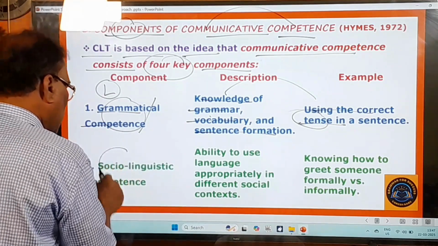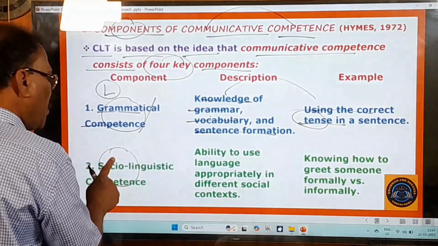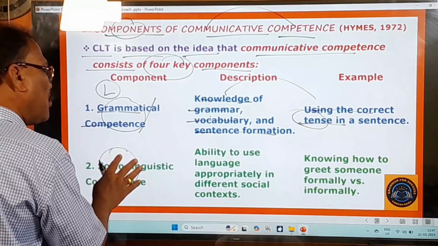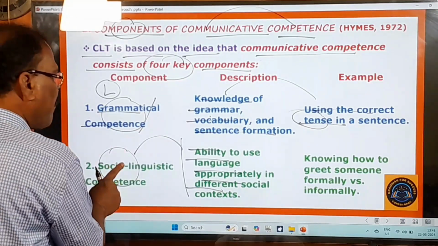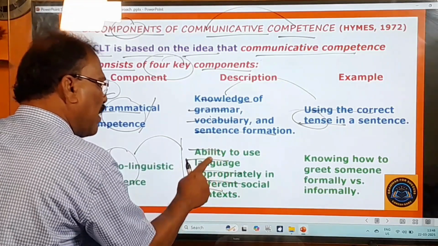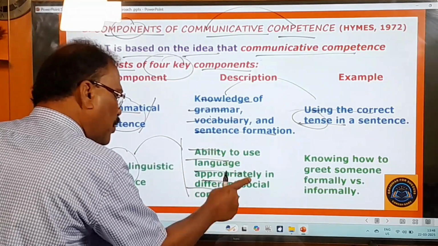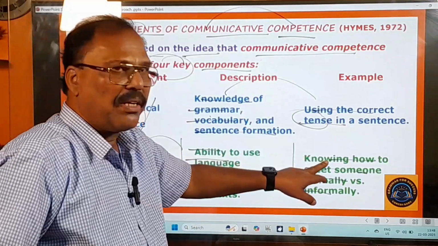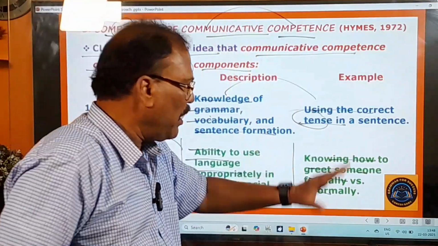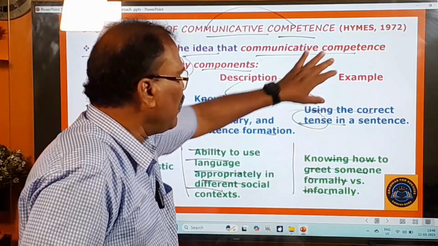Here the next component is there. What is that? Socio-linguistic competence. What does this competence do to the students? This will provide the students with the ability to use language appropriately in different social contexts, and therefore they will understand how to greet some person formally and informally and all that. One example is given here, that's all.